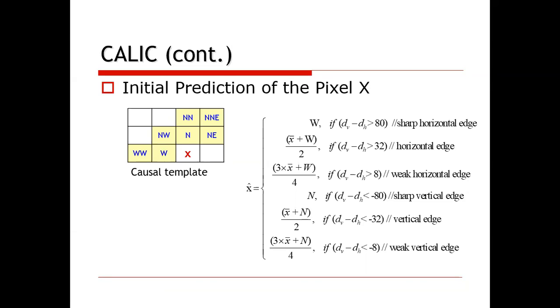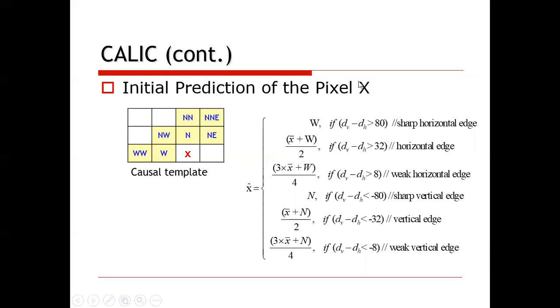This is not my approach. This is one pseudocode that is used by the CALIC. If dV minus ds is greater than 80, the predicted value of the given pixel will be capital W. If dV minus ds is greater than 30, the predicted value of the given pixel is x bar plus w by 2. This is one algorithm, one pseudocode that we want to use for predicting the value of the given pixel X.